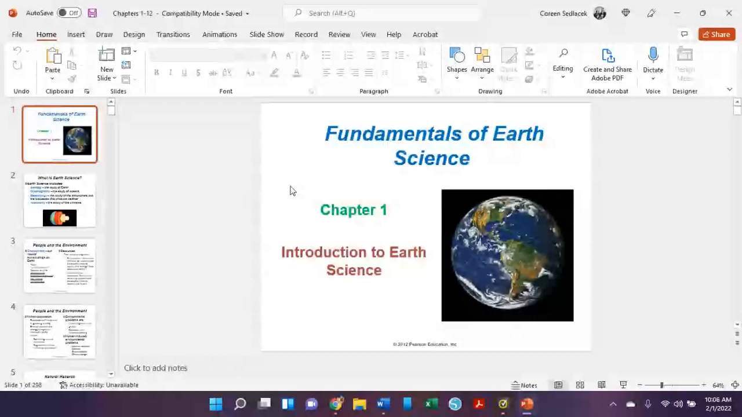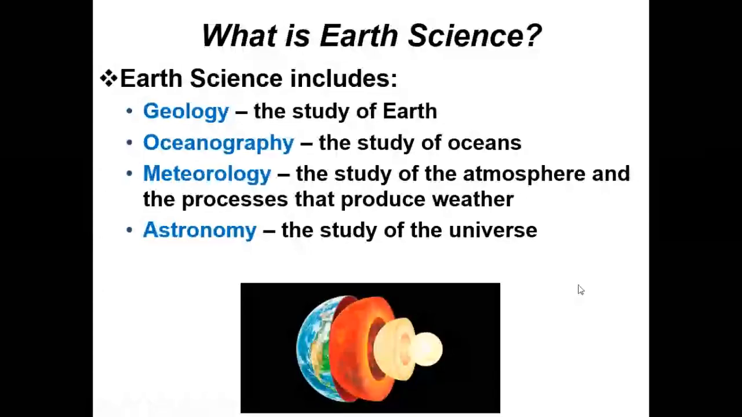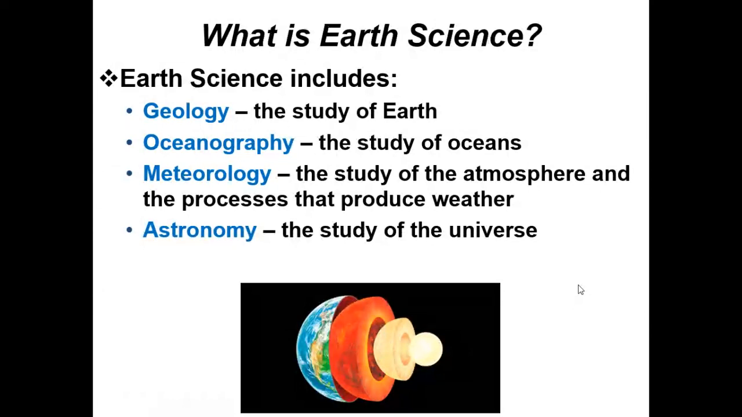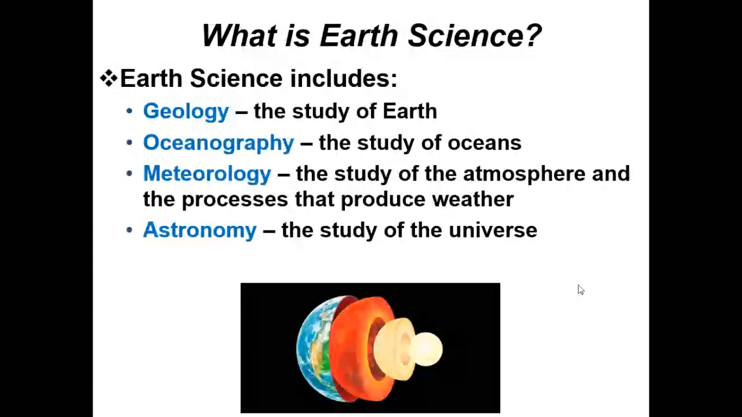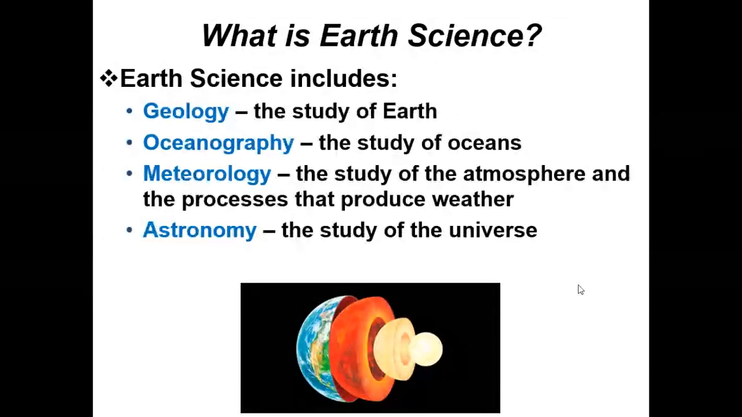Chapter 1 is kind of an introduction to earth science. We briefly talked about what earth science is last Tuesday. Earth science is an amalgamation of four separate science disciplines: geology, oceanography, meteorology, and astronomy. We'll spend the first half of the class on geology, then in the last half we'll cover oceanography, meteorology, and astronomy.